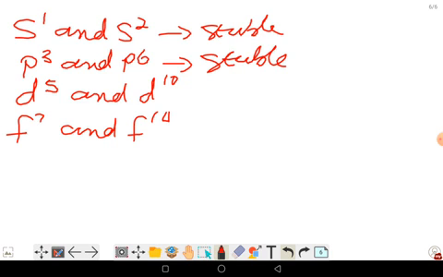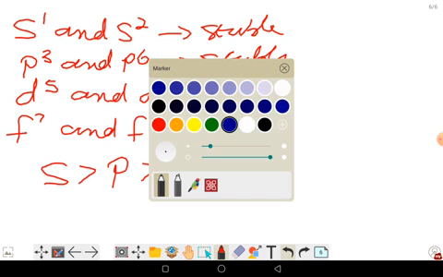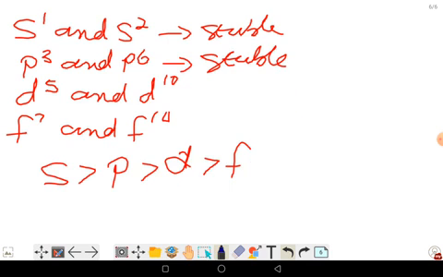And also remember that I missed something. In terms of shielding, s orbital shields p orbital, while p orbital shields d orbital, while d orbital shields f orbital. So it is more difficult to remove electrons from s orbital than from p orbital, and more difficult to remove electrons from p orbital than from d orbital, and so on. So this is the effect of shielding as well. So s shields p, p shields d, and d shields f.